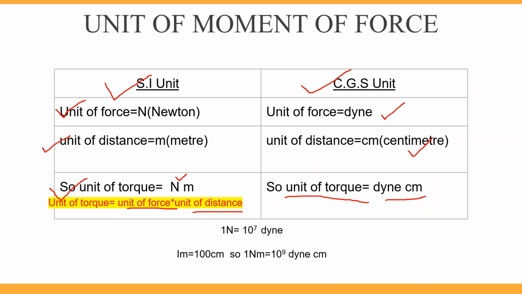Now we are converting Newton meter into dyne centimeter. For that, 1 Newton equal to 10 raised to 7 dyne. 1 meter equal to 100 centimeter. So 1 Newton meter, we have to convert it into dyne centimeter. So 1 Newton equal to 10 raised to 7 dyne. So 10 raised to 7 into 1 meter is equal to 100 centimeter, into 100. That is, it is 10 raised to 9 dyne centimeter. Okay.